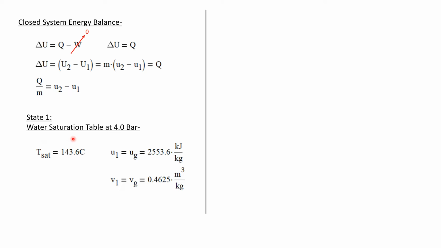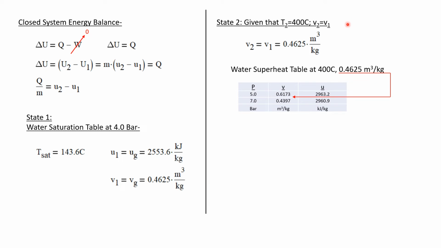So we can go to the water saturation table at 4 bar and get some properties for this initial state. We see that the saturation temperature at state 1 is 143.6 degrees C. And we know that U1 is U sub g, which is 2553.6 kilojoules per kilogram. And we know that v1 is v sub g because it's a saturated vapor, and that's 0.4625 cubic meters per kilogram. So now we have two properties that define the final state.